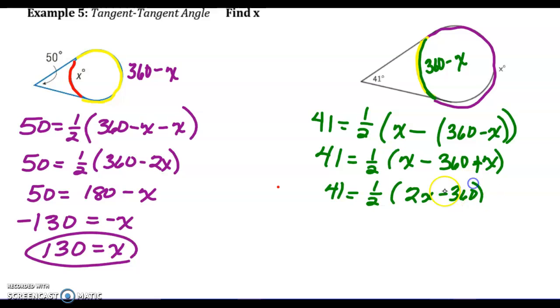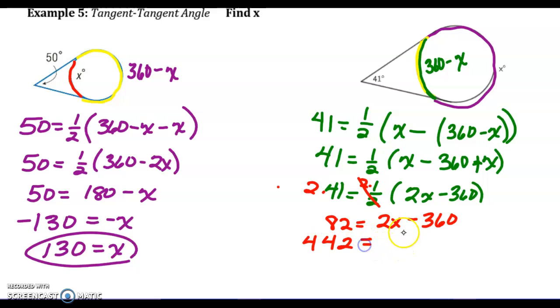And again, here I can distribute and not get any fractions, or to show you the other way, I can multiply both sides by 2. You'll get the same answer either way. This will be 82 equals 2x minus 360. Then you're going to add 360 to both sides. Is that 442, you think? I think so. Then you're going to divide by 2 and get 221 equals x.